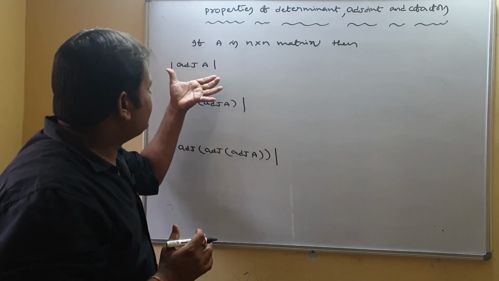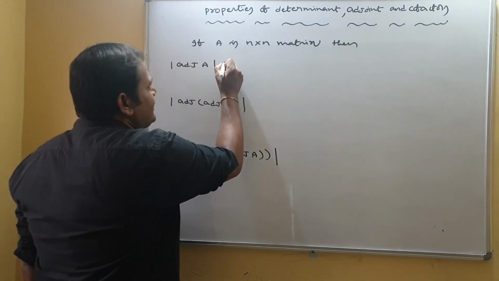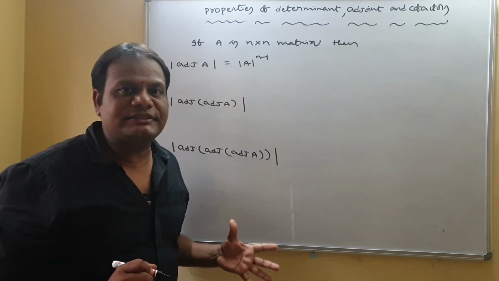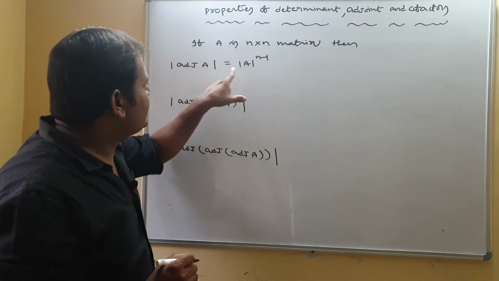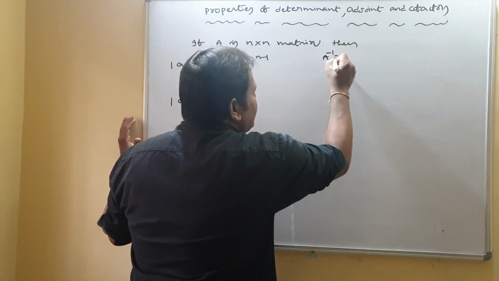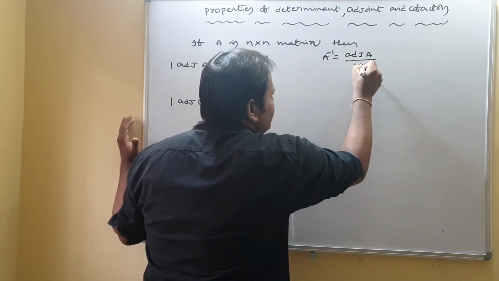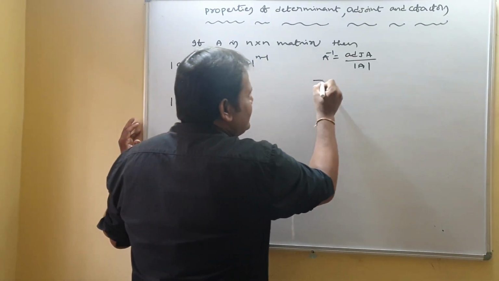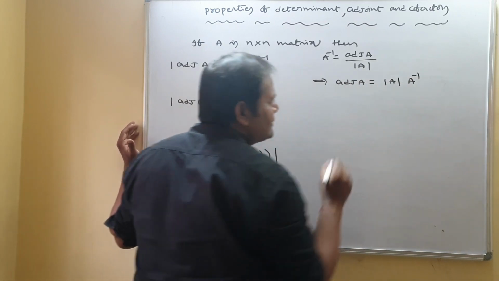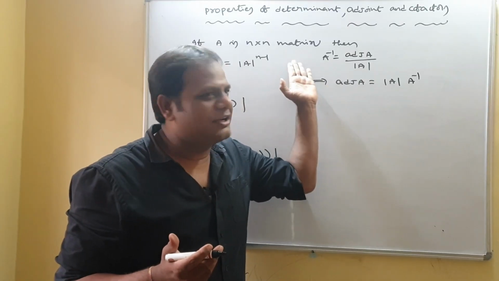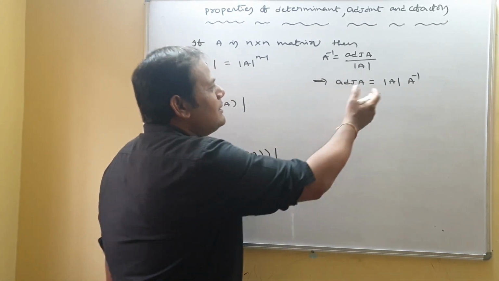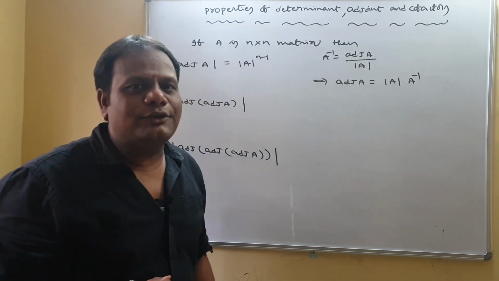Moving to the next, det adjoint A. Det adjoint A is det A power n minus 1. Very important result. You must remember that. See, we have A inverse equal to adjoint A by det A, is it? So can I write that adjoint A is equal to det A into A inverse? Yes, I just did cross multiplication. It is not a matrix, don't confuse. Determinant of A is a real number, right? And here we got adjoint A equal to det A into A inverse.